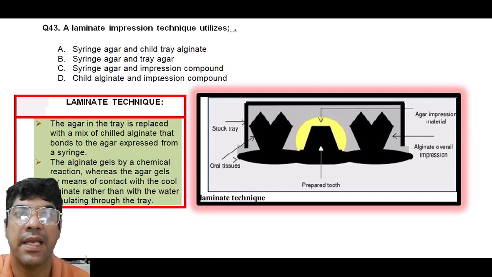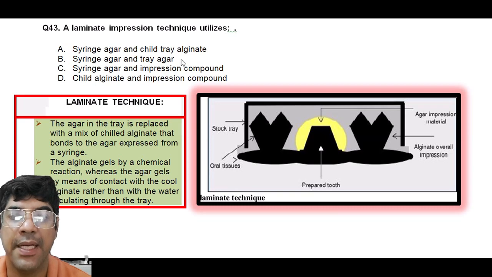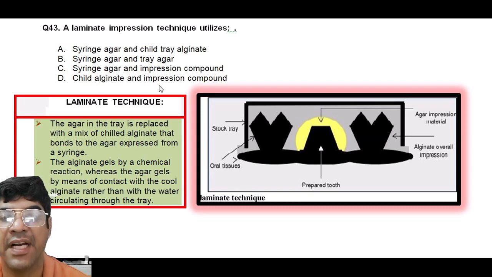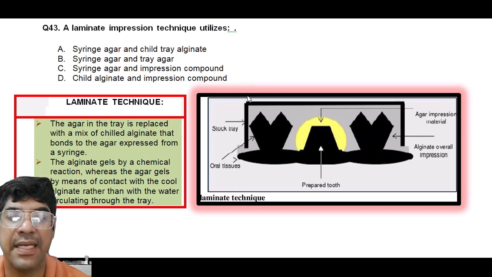The next question, the laminate impression technique. In the laminate or agar alginate method, the tray is filled with chilled alginate. So that bonds with the agar expressed from the syringe. The agar will set by chemical reaction and the alginate will set by chemical reaction, and agar gels by means of contact with the cool alginate. So the chilled tray.